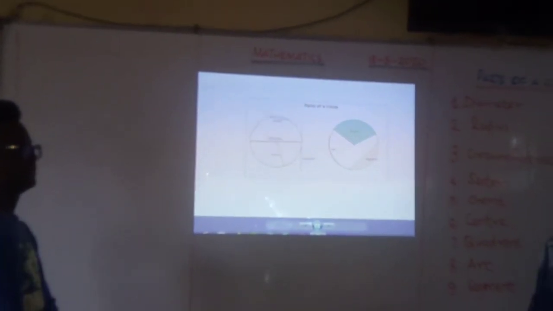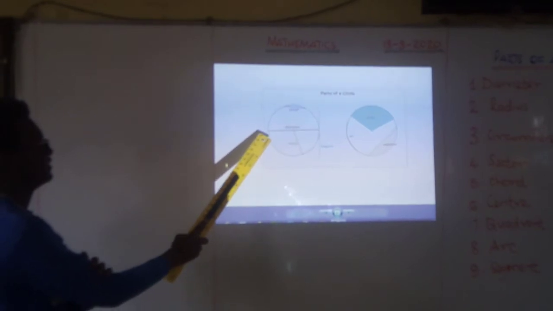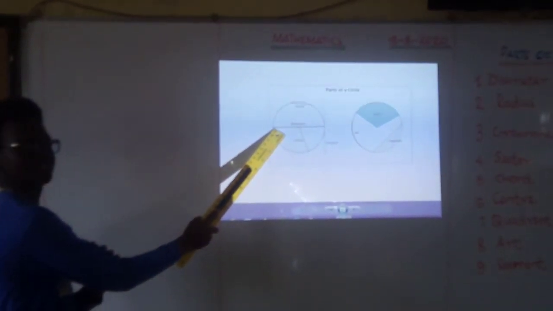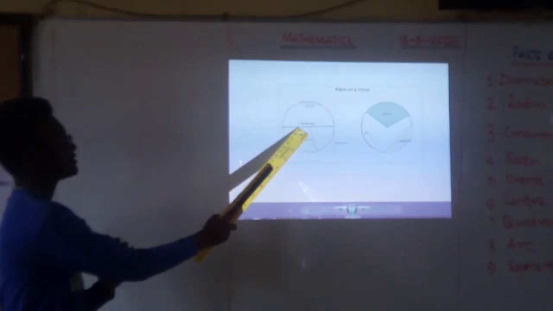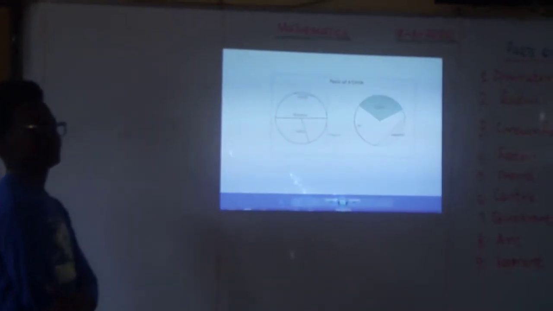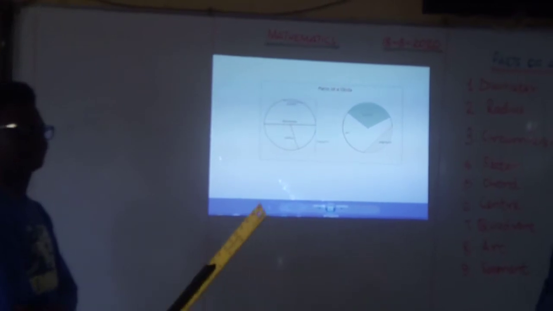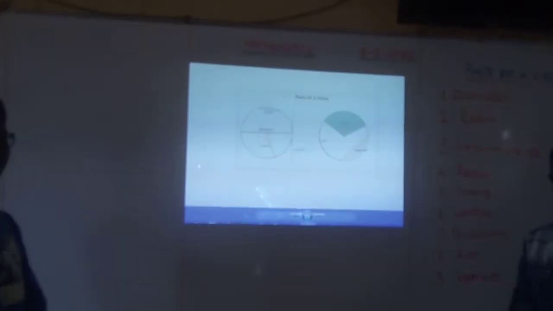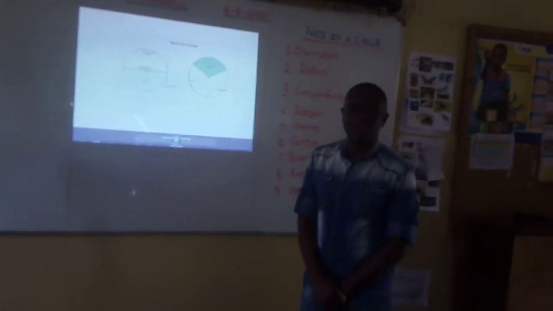Ian, please repeat loudly so that the learners hear well. It starts from this part of the circumference through the center of the circle to the other part of the circumference of the circle. That is called a diameter. That one is called a diameter. Please repeat the word diameter at home.